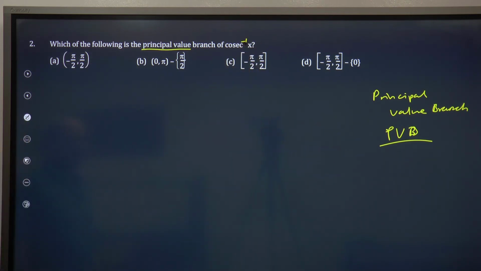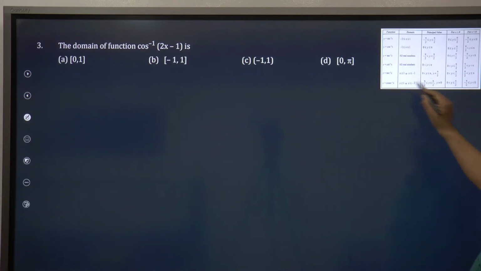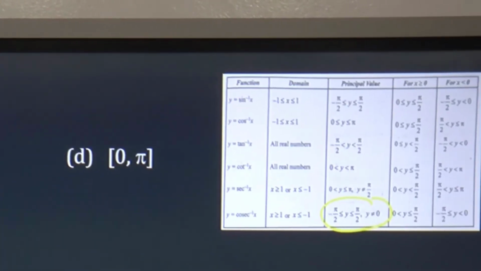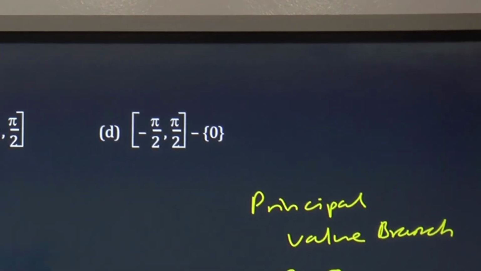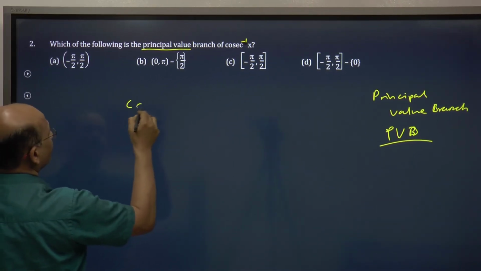If you remember cosec inverse x, what is the pattern here? Let us see. Cosec inverse x, I told you, the principal value is minus pi by 2 to pi by 2 except 0. Keep that in mind. So, here we go guys. Now, I want to find the principal value of cosec inverse x.